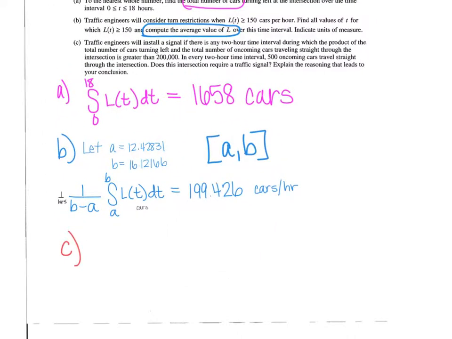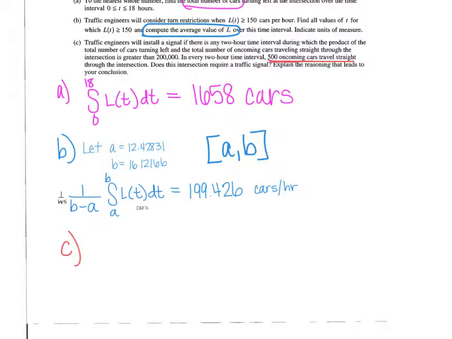Traffic engineers will install a signal if there is any 2-hour time interval during which the product of the total number of cars turning left and the total number of oncoming cars traveling straight through the intersection is greater than 200,000. In every 2-hour time interval, 500 oncoming cars travel straight. Does this intersection require a traffic signal? Explain the reasoning that leads to your conclusion. Okay, so let's go back here.